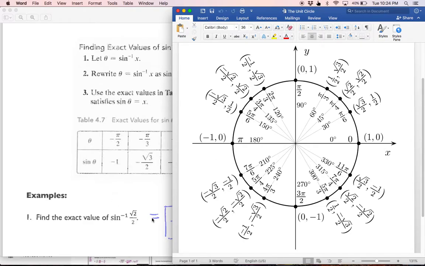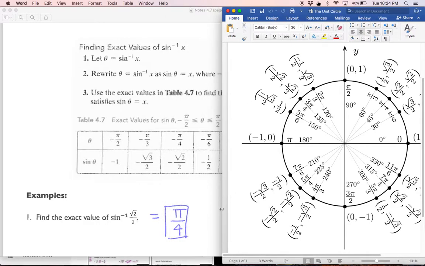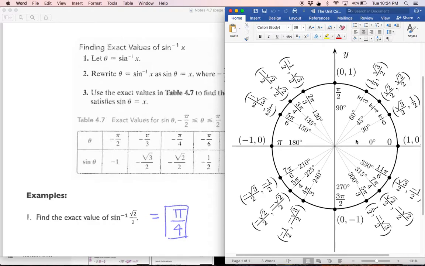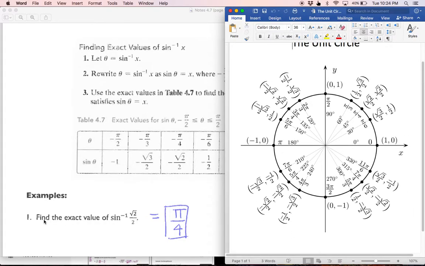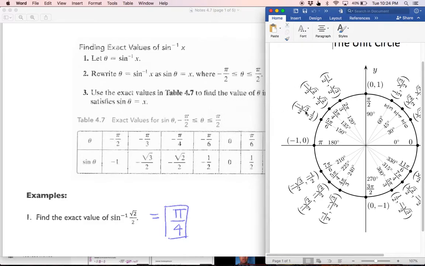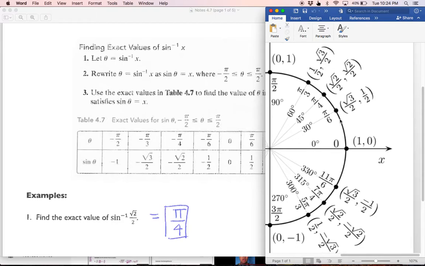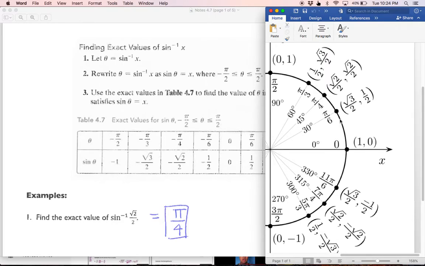Okay, so if we look at some examples here, let me see if I can make my unit circle a little smaller so that we can see this problem. There we go. Okay, we want to find the exact value of sine inverse of square root of 2 over 2. So the question is asking, and remember, sine, we really only want the right half, so we can ignore the other half of the graph completely. We can only choose from quadrant 1 and quadrant 4.